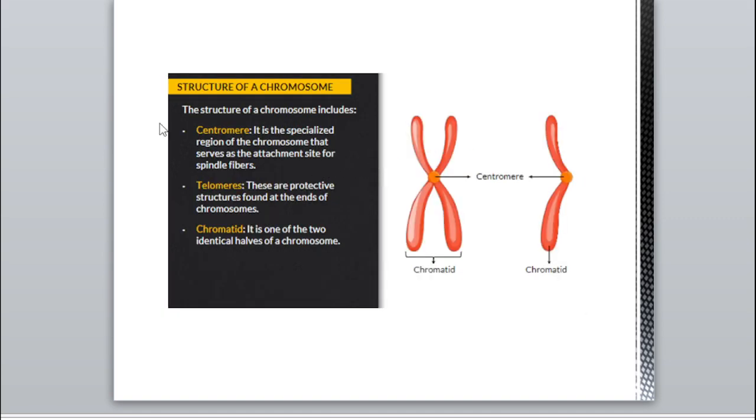This is the structure of a chromosome. This is the centromere. It is a specialized region of the chromosome that serves as the attachment site for spindle fibers. And the end part is called the telomere. These end parts are protective structures at the end of the chromosomes. And these are chromatids, we call them sister chromatids. A chromatid is one of the two identical halves of a chromosome. This is half of this chromosome, and they are identical.